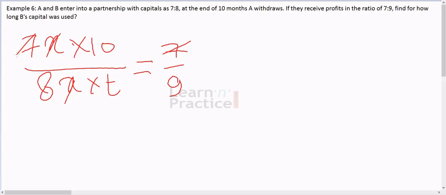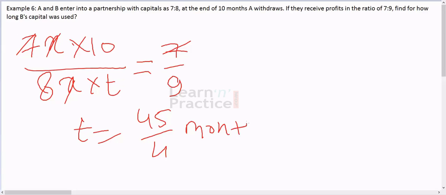This will give us T is equal to 90 by 8, or we can write it as 45 by 4. So for 45 by 4 months, B's capital was used.